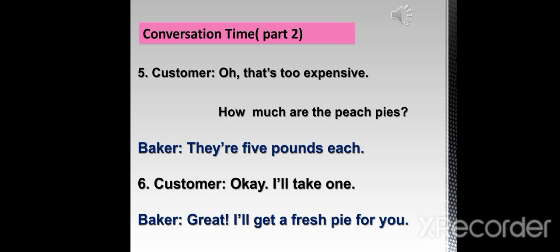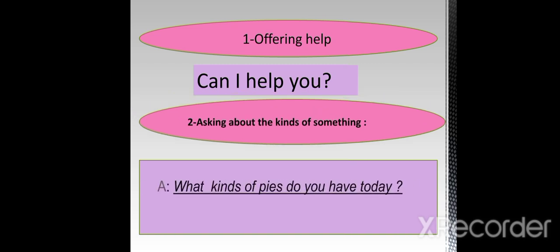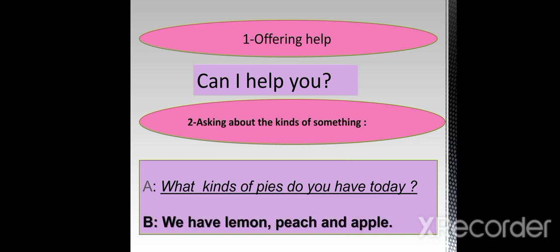I'll is short for I will. After will we use the infinitive. Can I help you? The question about the kind. What kinds of pies do you have today? We have, then we name the kinds. We have lemon, peach and apple.